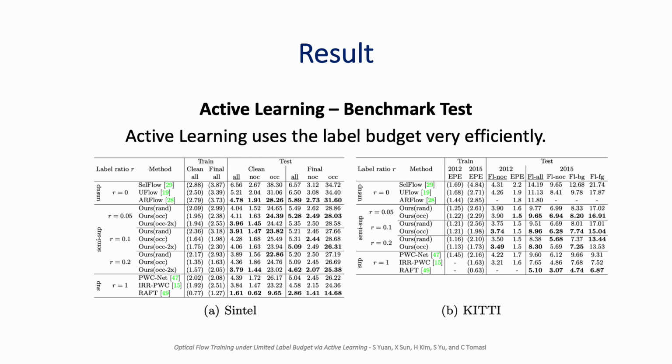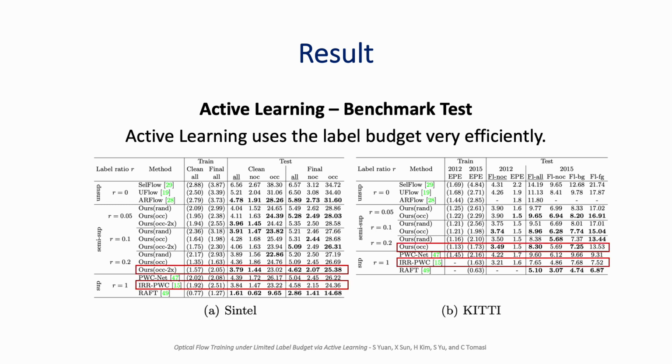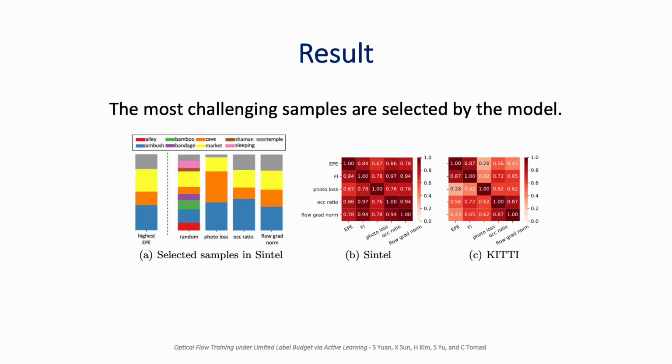Benchmark tests also show similar results. Our active learning method based on occlusion ratio works consistently better than the random baseline for all tested label ratios. Notably, our method can achieve errors close to PWC-Net, a supervised method with similar network structure, even if we only use 20% of the labels. Through visualizations, we also found that the most challenging samples with large errors are selected by the model to query labels. This in some way explains the success of active learning.